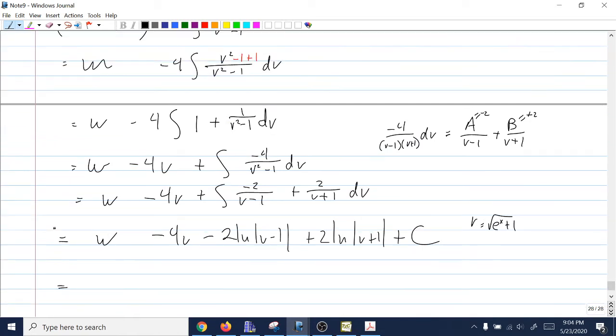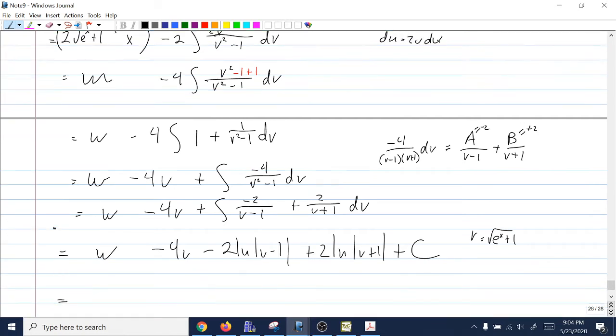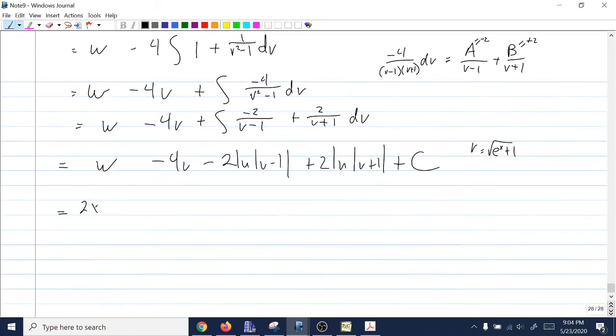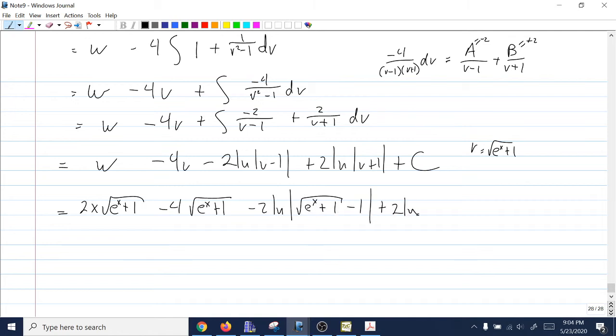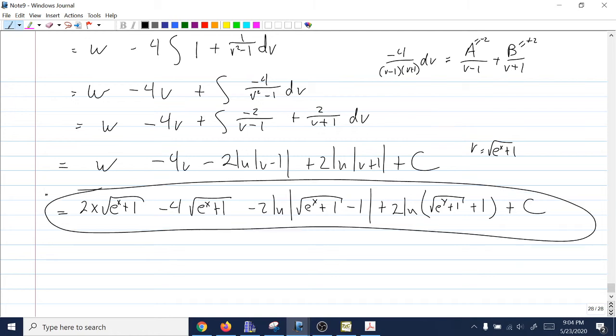I get, what was this stuff I've been just scribbling? 2 root e to 2x root e to the x plus 1 minus 4 root e to the x plus 1 minus 2 natural log absolute value root e to the x plus 1 minus 1 plus 2 natural log parenthesis root e to the x plus 1 plus 1. This one's all positive.